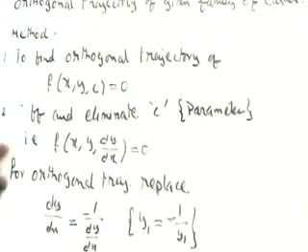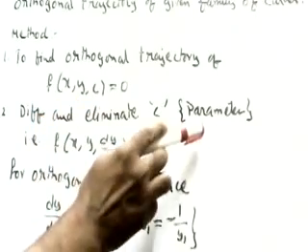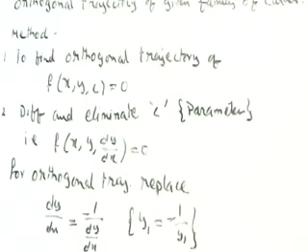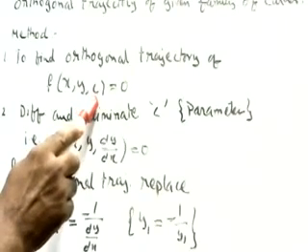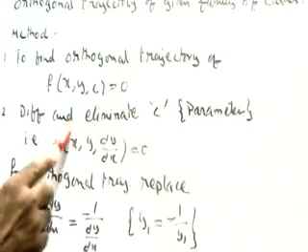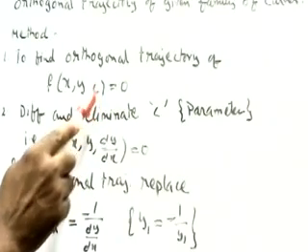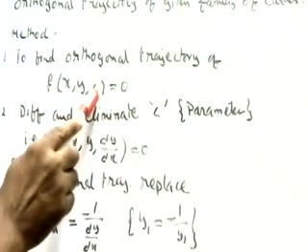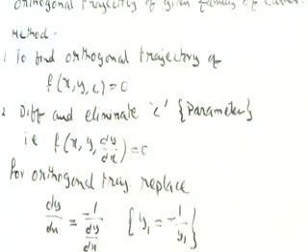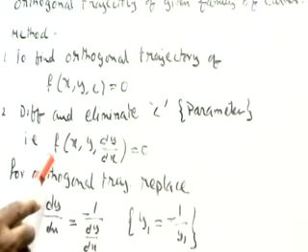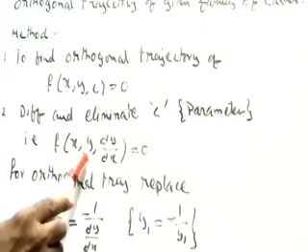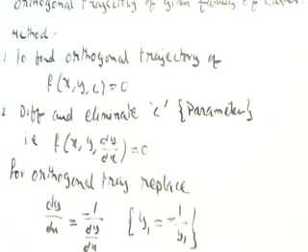Here, the given curve will be like this. Suppose this is f of x comma y comma c. This c is called the parameter, the constant we keep changing. C is the parameter. We have to differentiate and eliminate the c from here. Take out the c from here. So suppose we get the equation f of x comma y comma dy by dx.